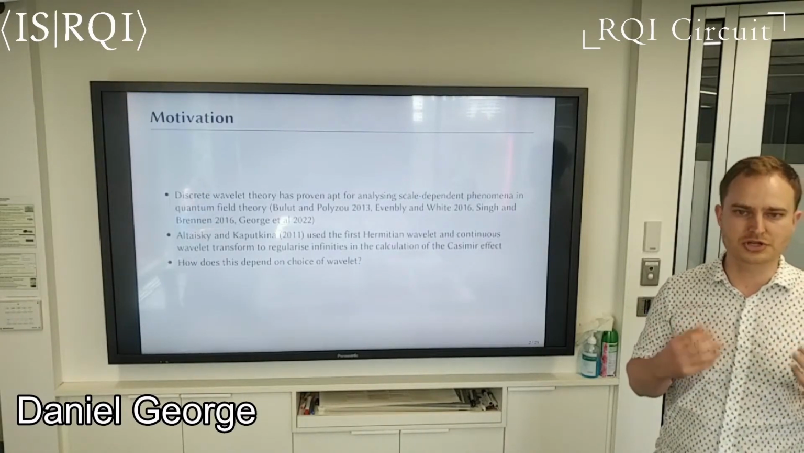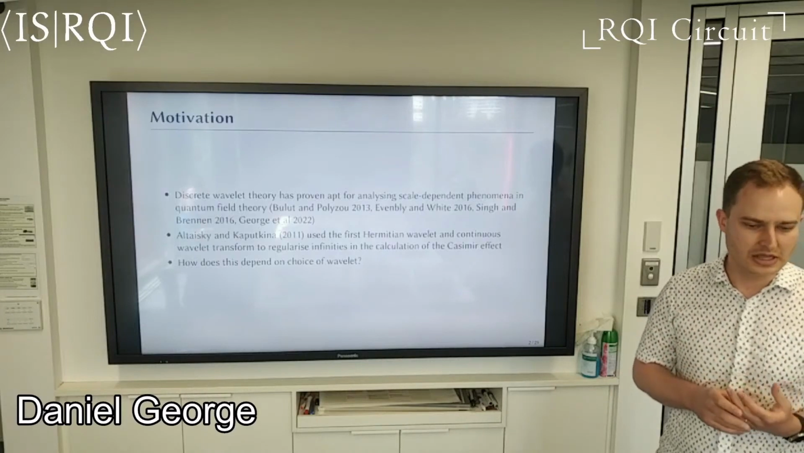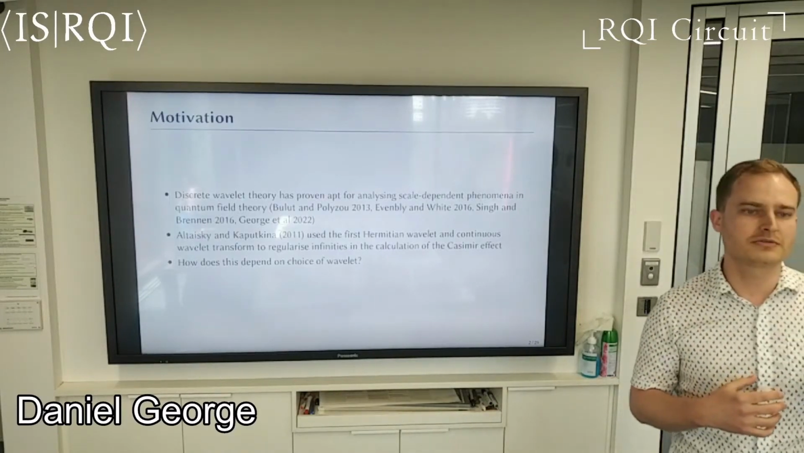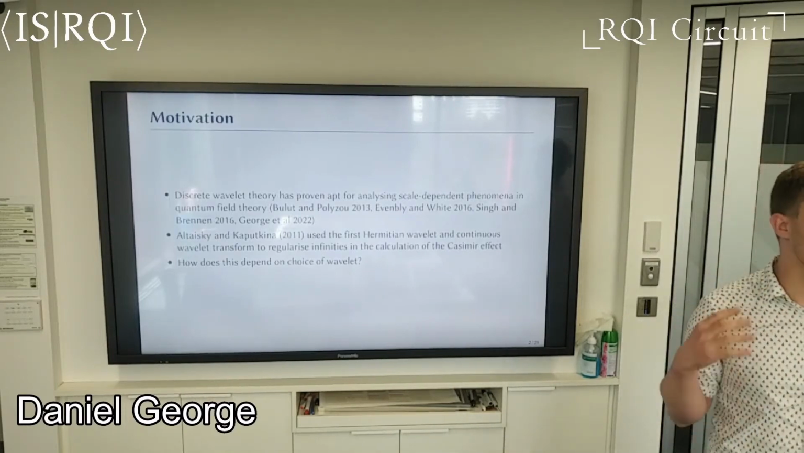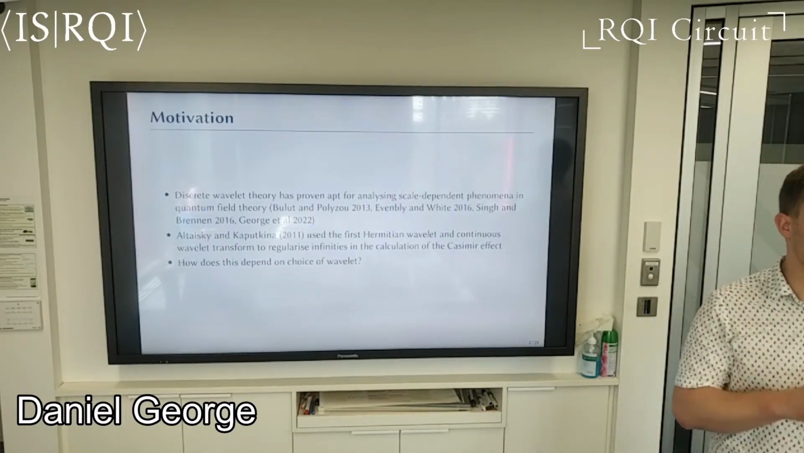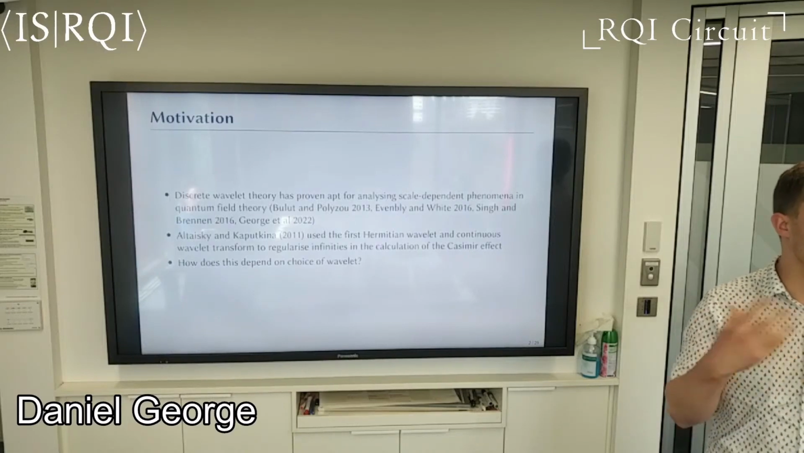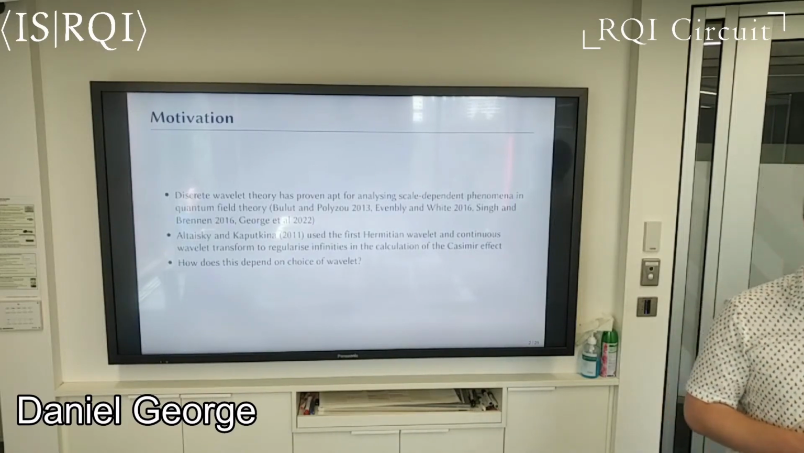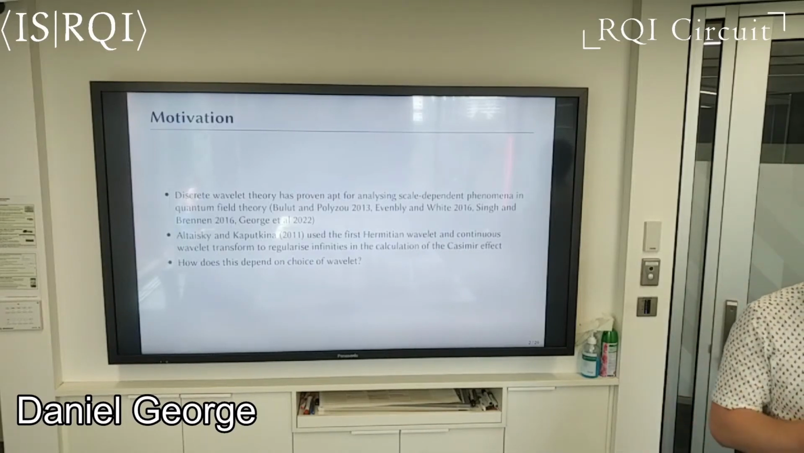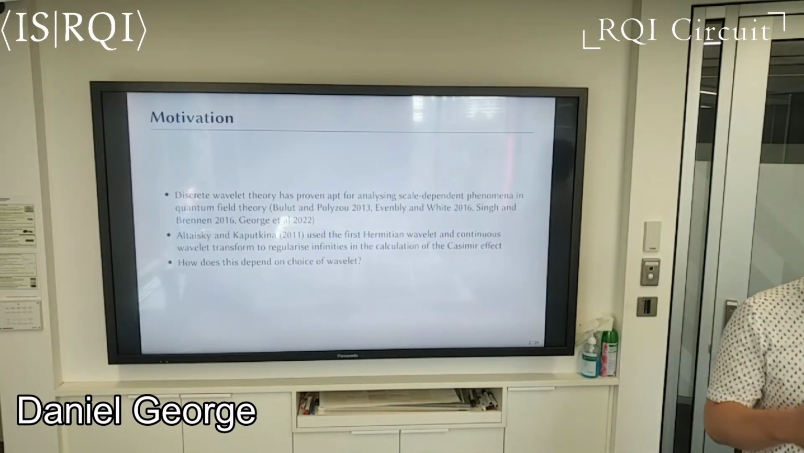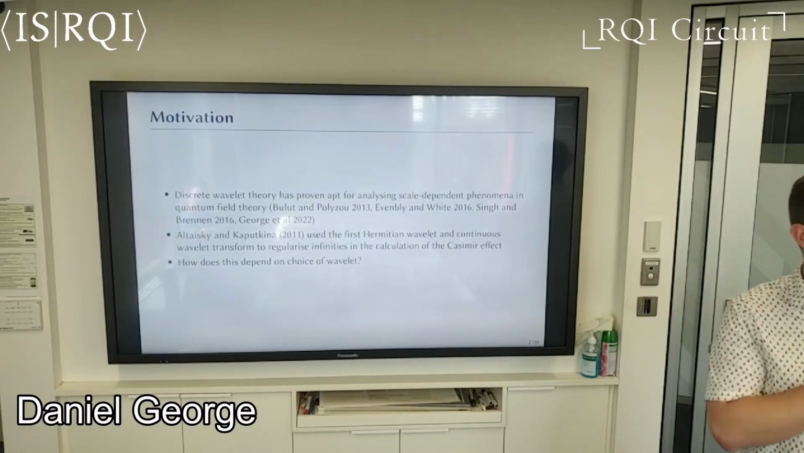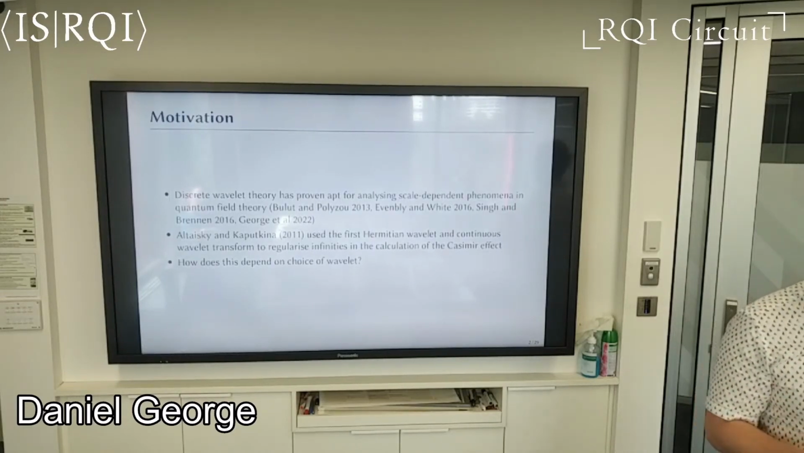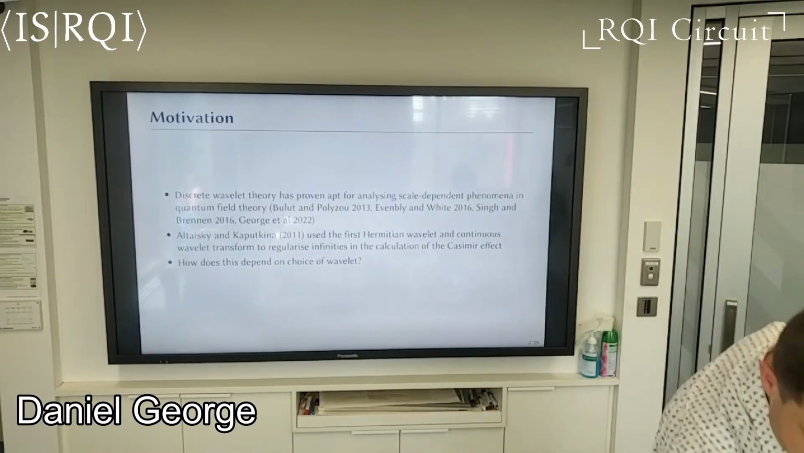Both of them have already shown a little bit of promise in different areas, and we wanted to know, in the case of the Casimir effect, which is just a really simple, fundamental quantum field theory prediction or explanation, what happens when we apply a scale-dependent cutoff arising from a wavelet picture? What effect does the wavelet have? How can we tune that cutoff? How can we understand that cutoff using different types of wavelets, and how do those two things interact?